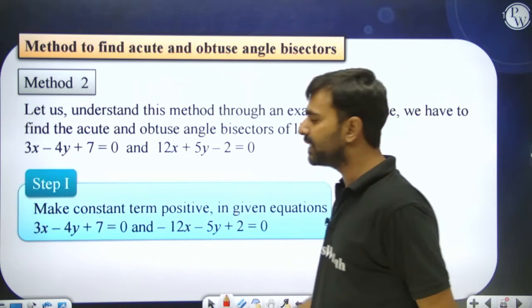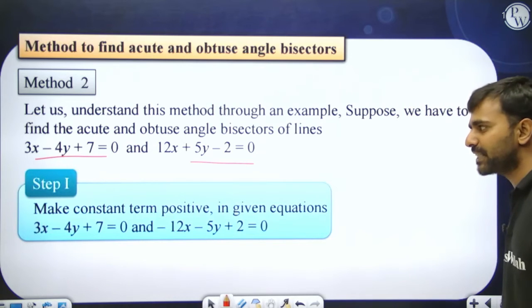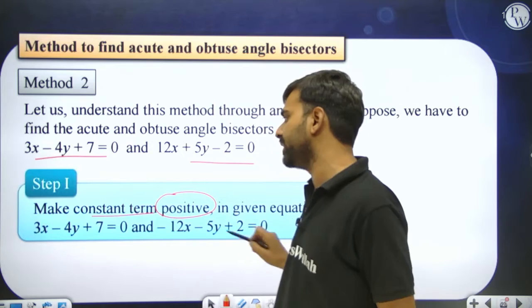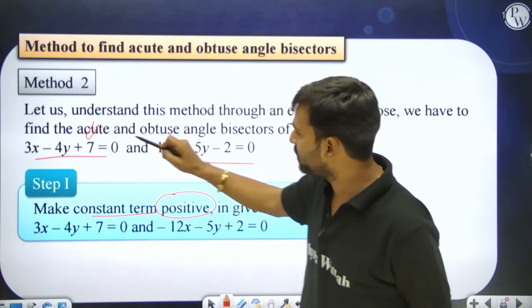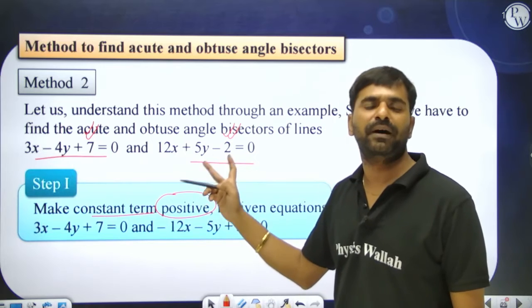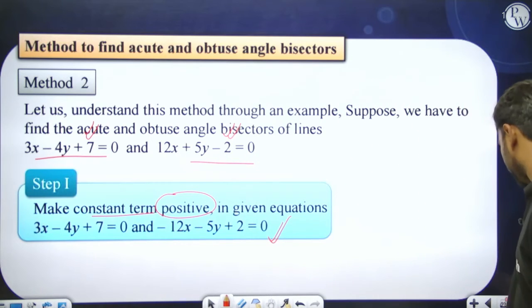Method 2. Let's say these two lines are given to me and I need to find out the acute angle and obtuse angle bisector. Step number 1 is to make the constant term positive. Over here the constant term is positive, but over here the constant term is not positive. So first we will multiply this equation by a minus sign so that the constant terms both become positive. This is method 2.